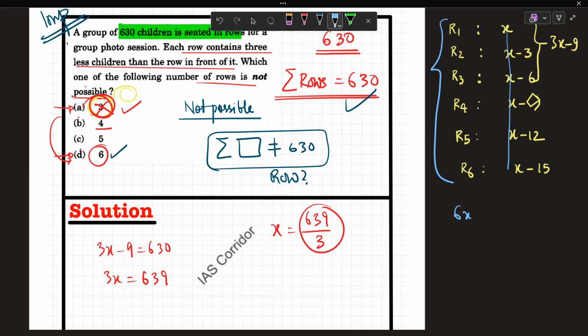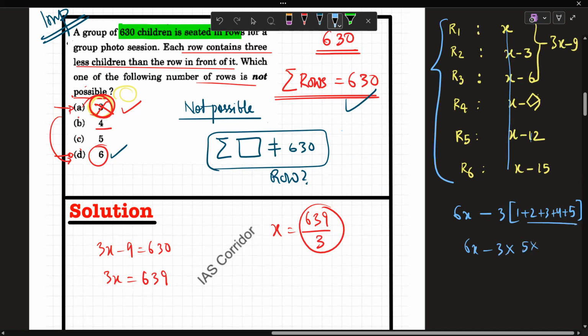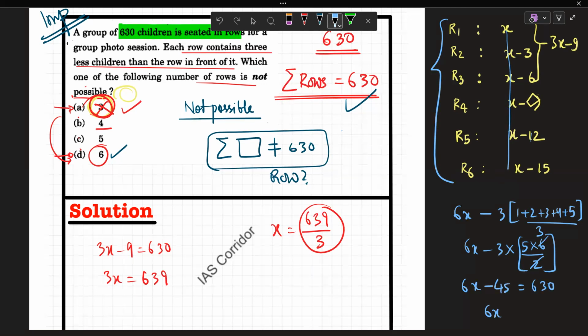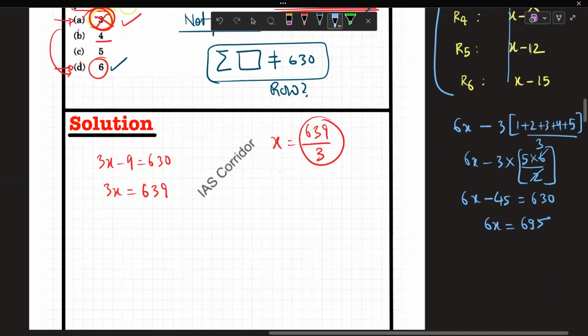6 times of x minus 3 common from all, 1 plus 2 plus 3 plus 4 plus 5. If you know this sum, n into n plus 1 by 2. Clear? So what will be the answer? This will be 3 into 2, 6x minus 45, which equals 630. 6x equals 695. Got it? Now you can clearly see x equals 695 by 6.